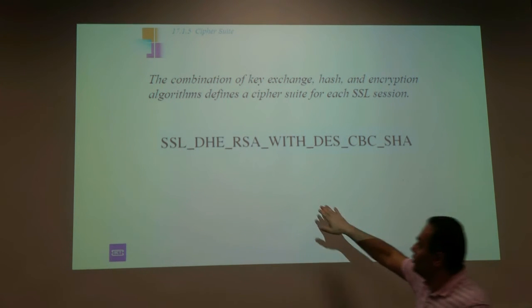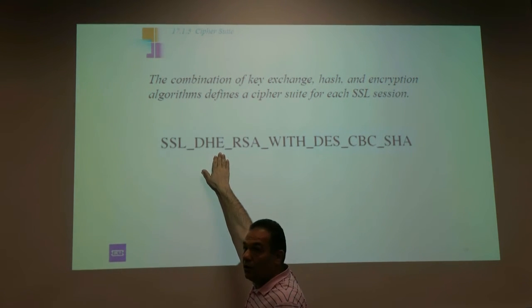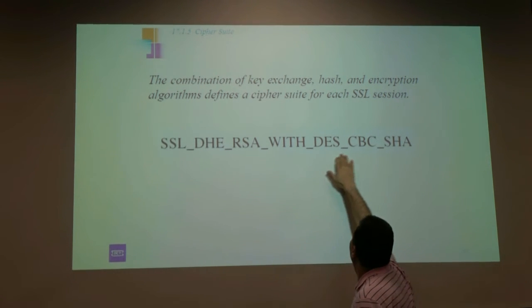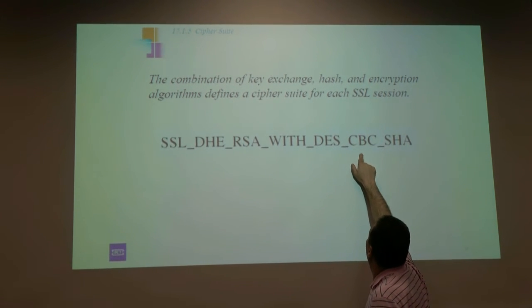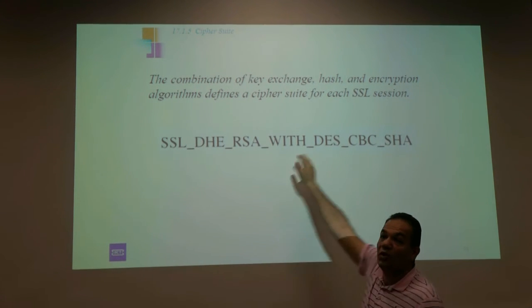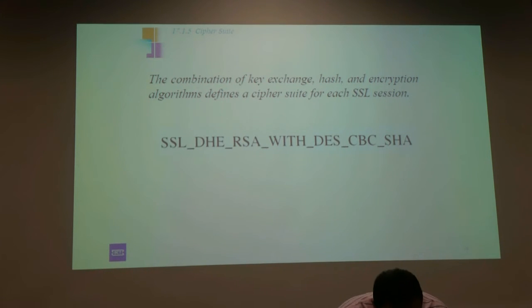So for example, this is SSL, the suite in here, DHE. It's using RSA with DES for encryption, ABC, blockchain, and for hash, what is it using? SHA. That's a suite. So they could agree on this suite.